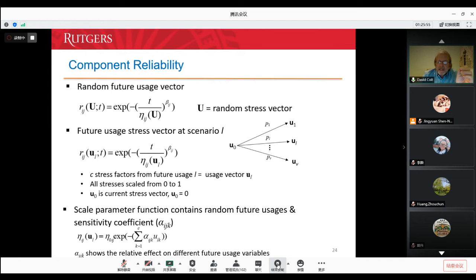If alpha ijk is 0, that component is not affected at all by changes in the stress. If alpha ijk is a high number, that means as that stress changes, the Weibull shape parameter changes a lot. If you look at the functional form, I chose that such that eta will never get negative. And of course, keep in mind, I can take the log of the stress, I can take the inverse of the stress, I can take many transformations.